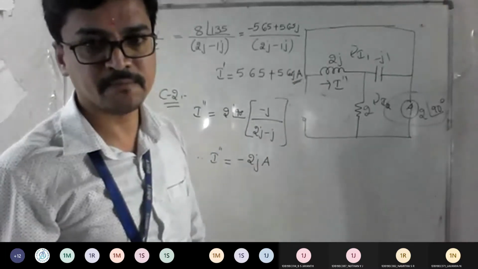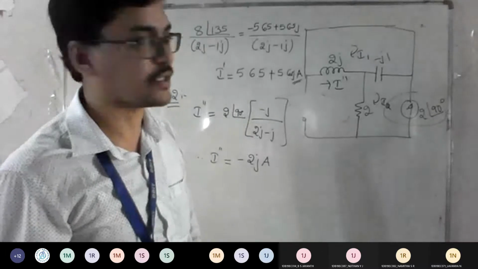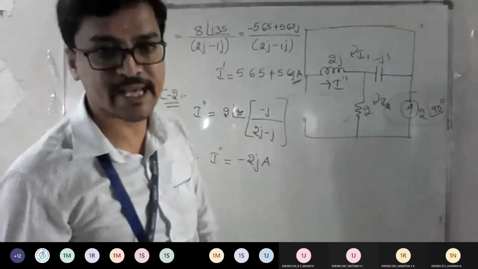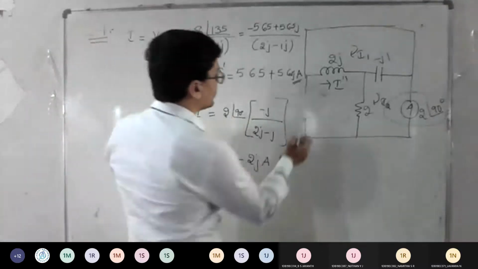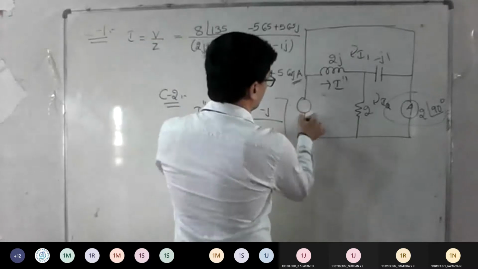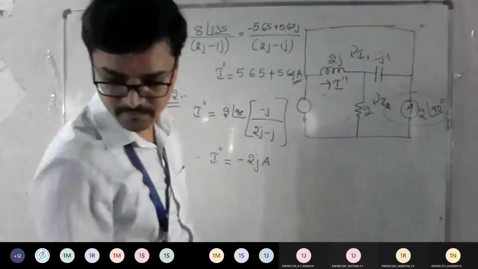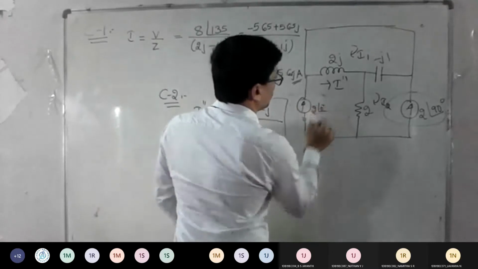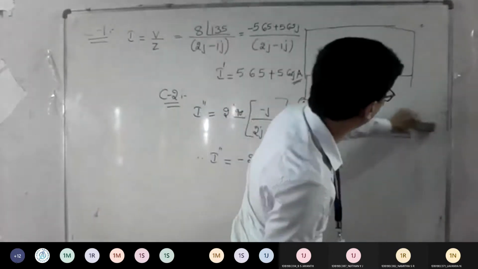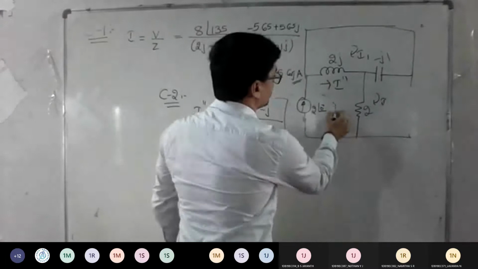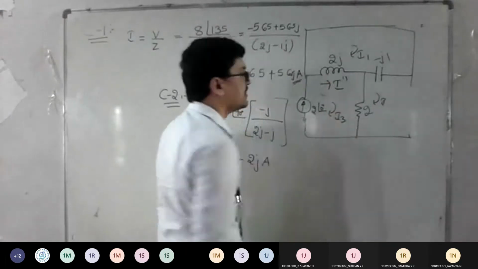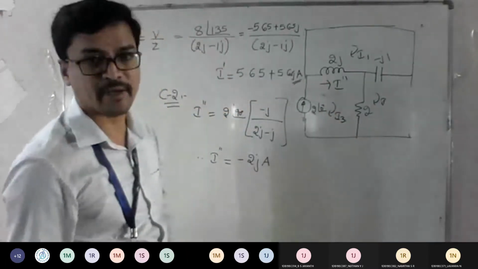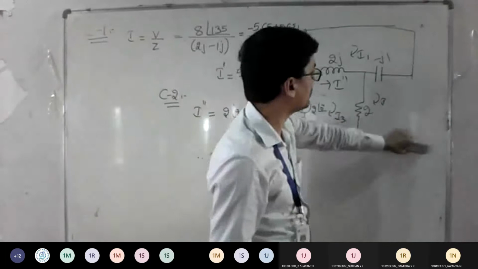Is it fine till here? Yes, sir. Okay. So now what is the last one? Case 3. Retain your earlier value, 2 at an angle 0, and this becomes an open path. So now which current do you want? If you take this as I3, what will happen? This is an open path now.